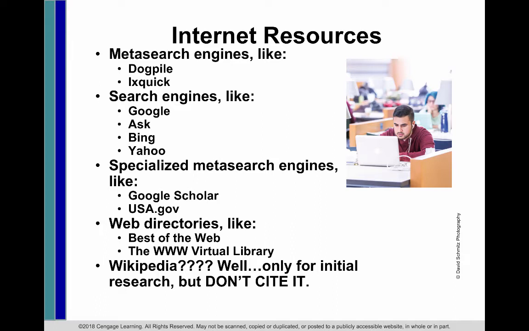Which means if you find something on Wikipedia you want to use in your speech, you have to go back to the original source of that material and cite that, not Wikipedia. But you can usually find that at the end of the Wikipedia article on the topic under References.